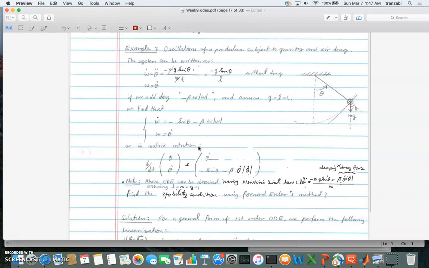Okay, so in the next video, we're going to look at how we can solve this vector equation using the 4 techniques we learned: the forward Euler, backward Euler, RK method, and trapezoidal method.